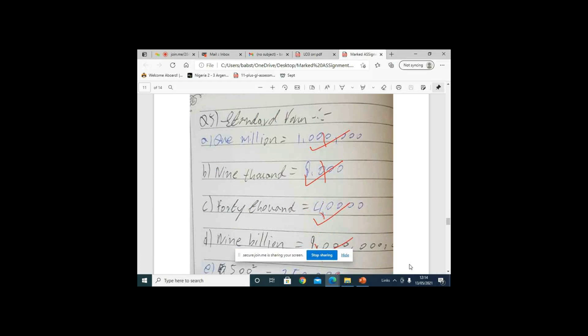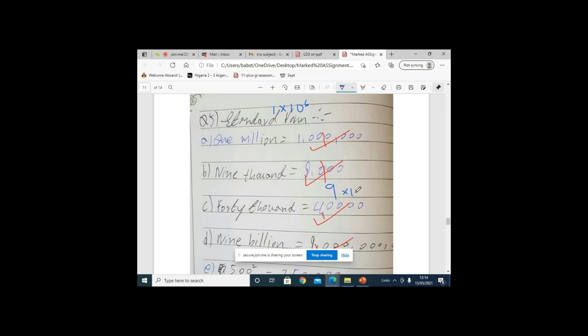So they ask you to express those numbers in standard form. Alright. Yeah. So you wrote it as a normal number. It's meant to be 1 times 10 to the power of 6. That's it. You wrote 1 million. It's like you wrote it as a normal number. It's meant to be 1 times 10 to the power of 6.